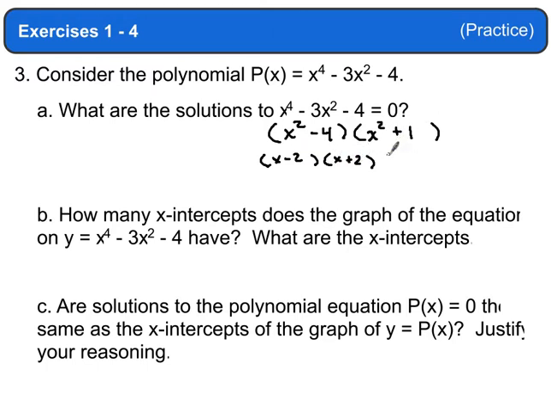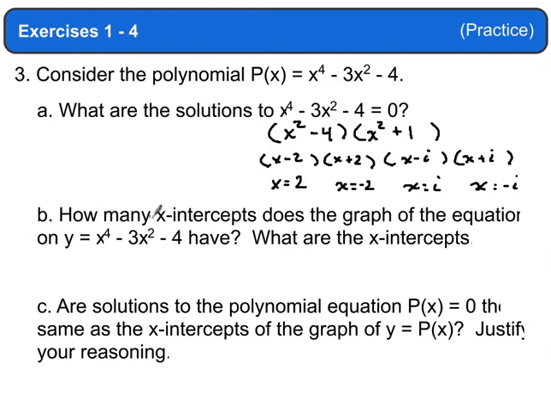Now to address this one, this is a sum of squares. And so since this is a 1, the square root of 1 doesn't really do much. So we get x minus i and then x plus i. And so what are our solutions? Our solutions are x equals 2, x equals -2, x equals i, and x equals -i.